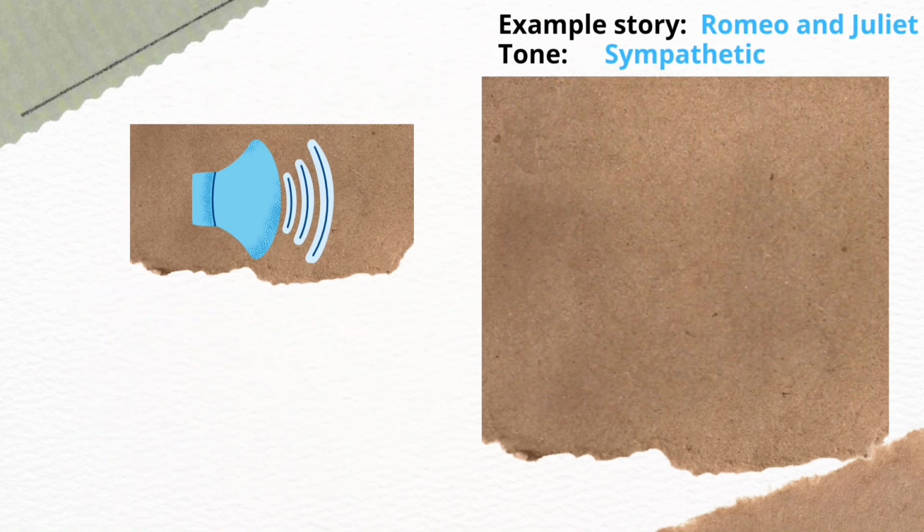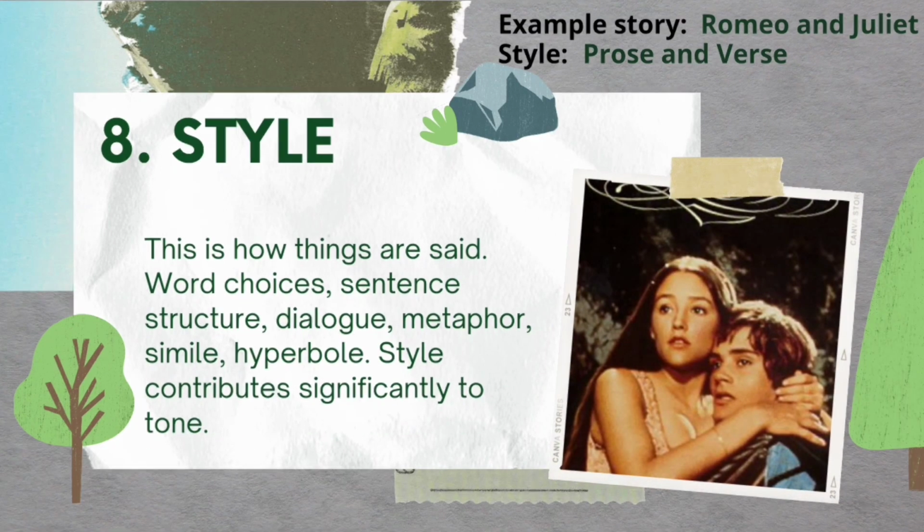And the last one is style. Style is how the dialogues are said, sentence structure, and word choices of the story. The style in Romeo and Juliet is prose and verse.